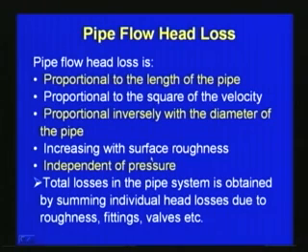So it is mainly depending upon the velocity, length, diameter, and also the roughness. It is independent of the pressure. So total losses in the pipe system is obtained by summing the individual head losses due to the roughness, fittings, valves, etc. To find out the total losses, we will sum up the friction losses, and then losses due to various fittings, exit loss, entrance loss, or the expansion loss, contraction loss, etc.